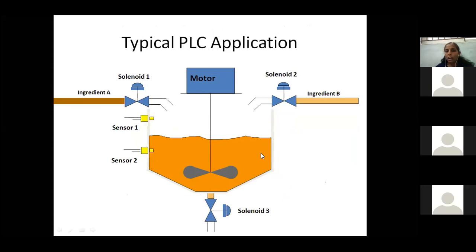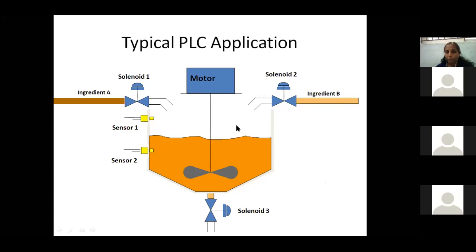So here, whatever the plant monitoring and control function may be, this is a simple mixing tank. This mixing tank is connected with a motor, which is called a stirrer motor. First, you have ingredient A, which is coming to this particular tank, controlled by a solenoid. And then the level of the liquid filled in the tank is measured by sensor 2 as well as sensor 1. Sensor 2 is at the lower level, sensor 1 is at the higher level. And then ingredient B is coming, which is controlled with solenoid 2.